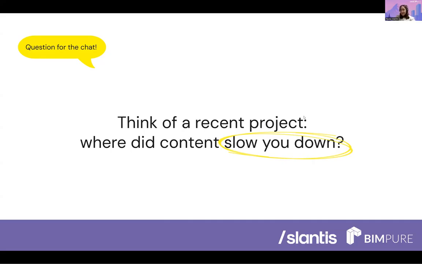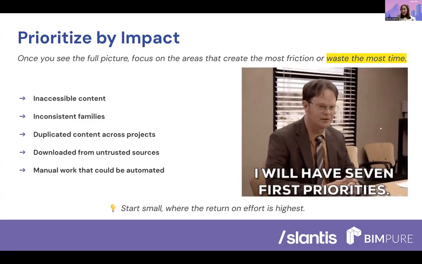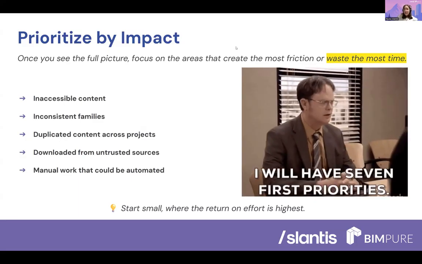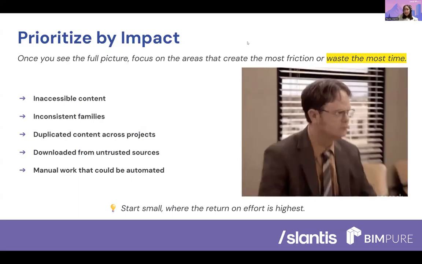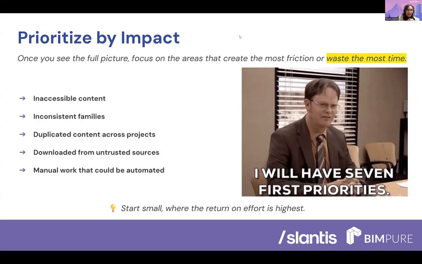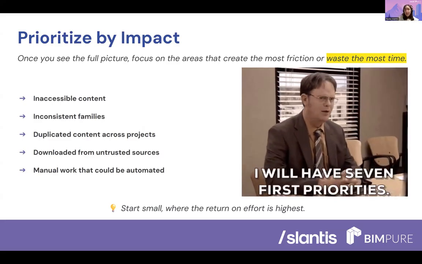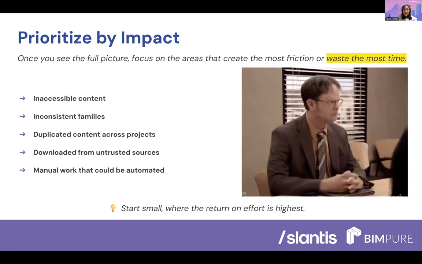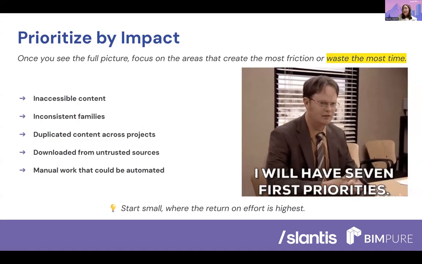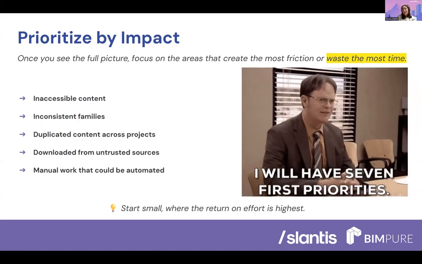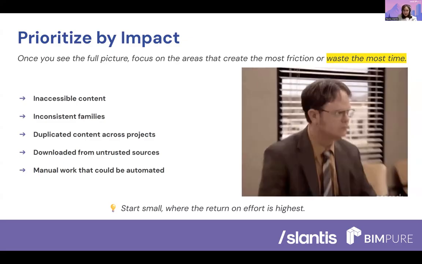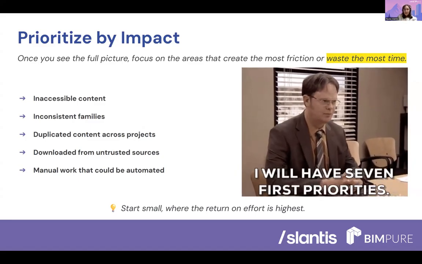That is right. So knowing this, prioritize by impact. So once you see the full picture, focus on the areas that create most friction or waste the most time in your case. So in accessible content, we saw all of that here. Inconsistent families, duplicated content across projects, downloaded from untrusted sources. You mentioned all of this. Manual work that can be automated. So start small, where the return of effort is the highest. So the team is going to see with good eyes if you tackle a pain that is recurring on the project.